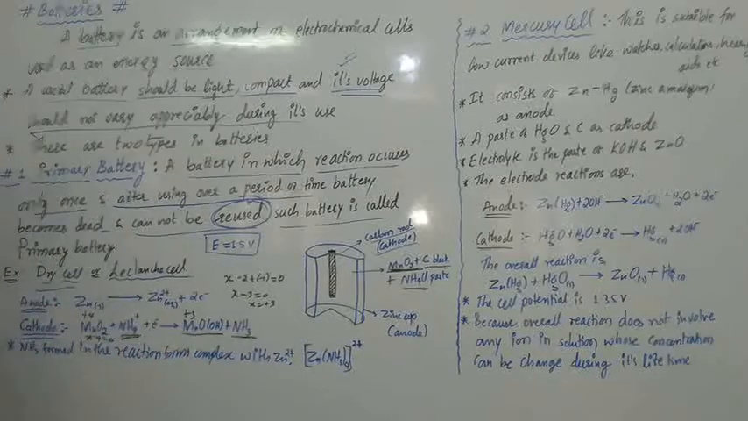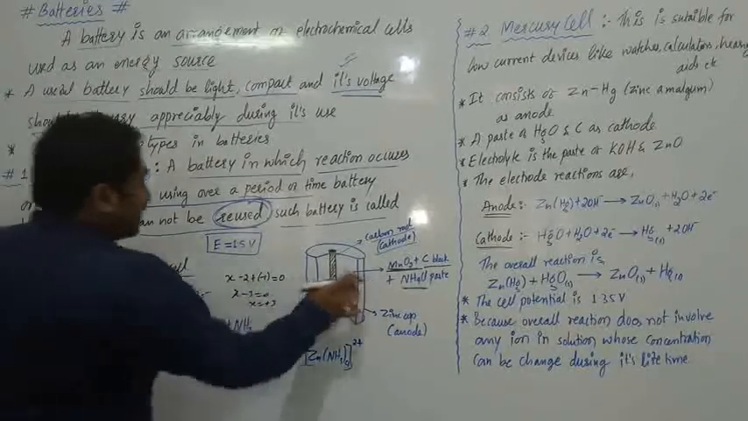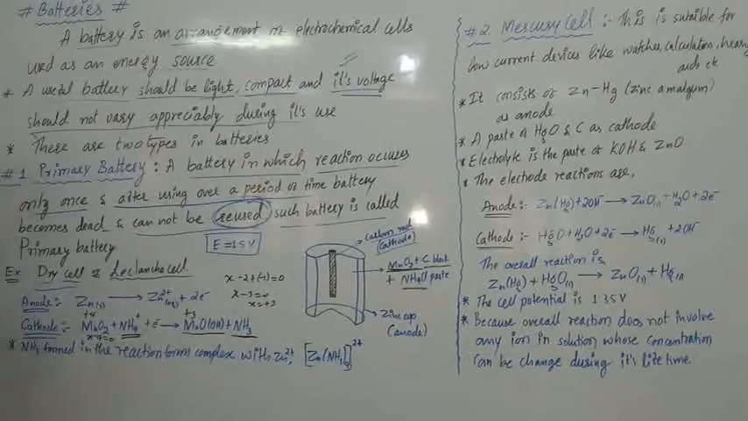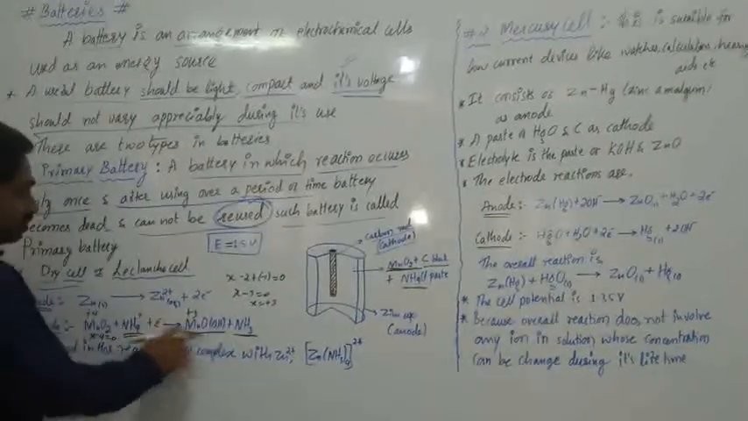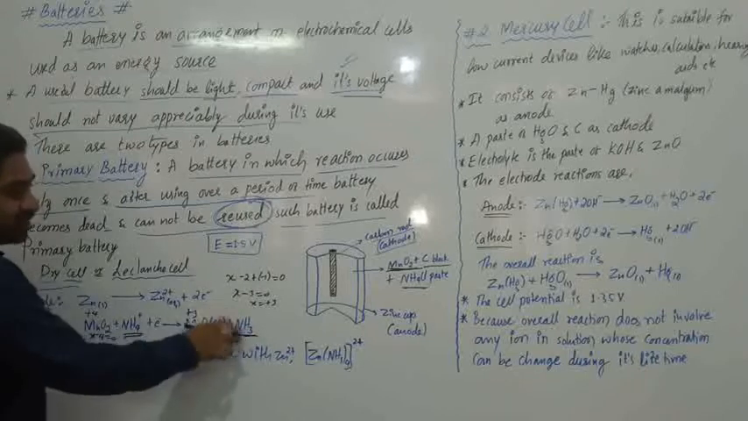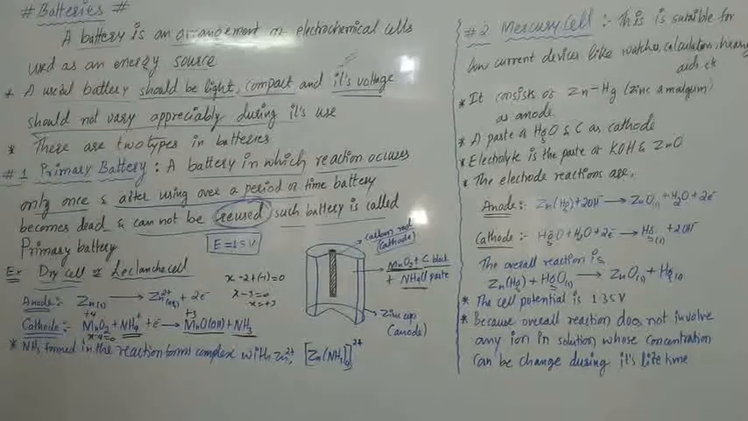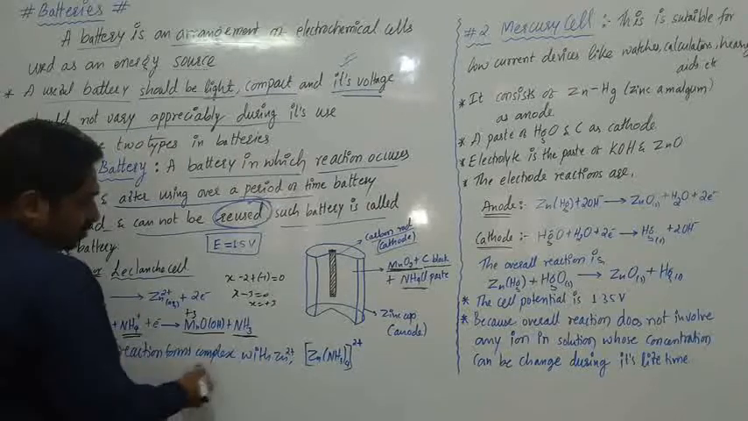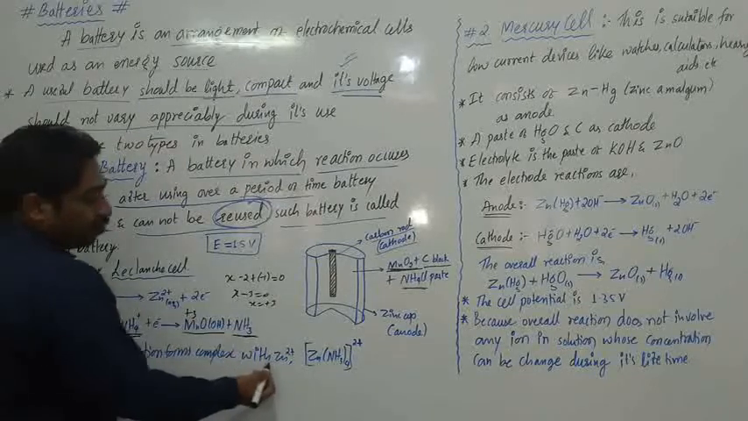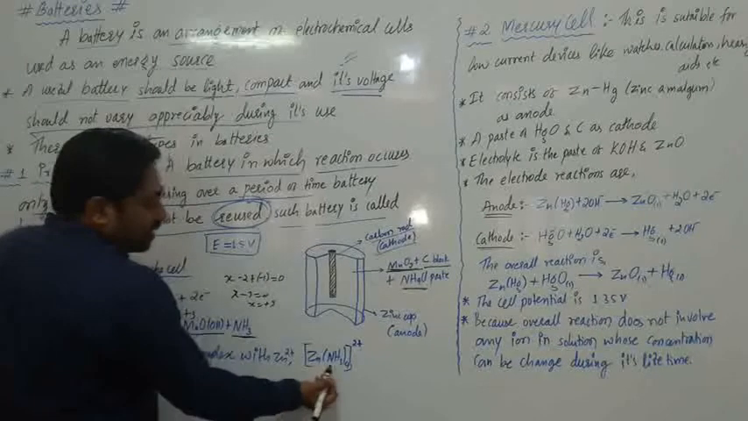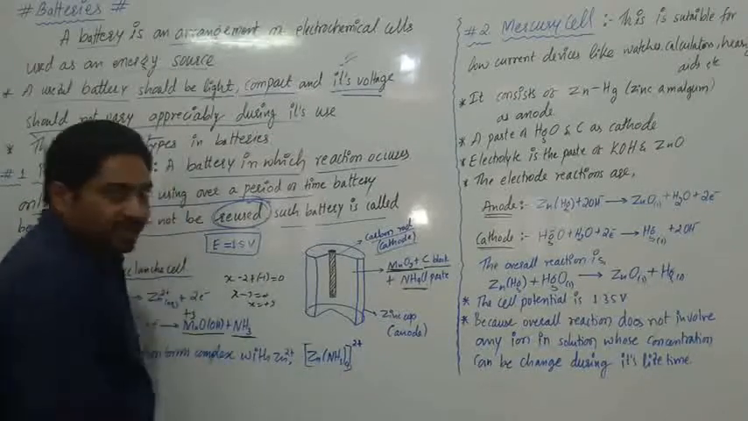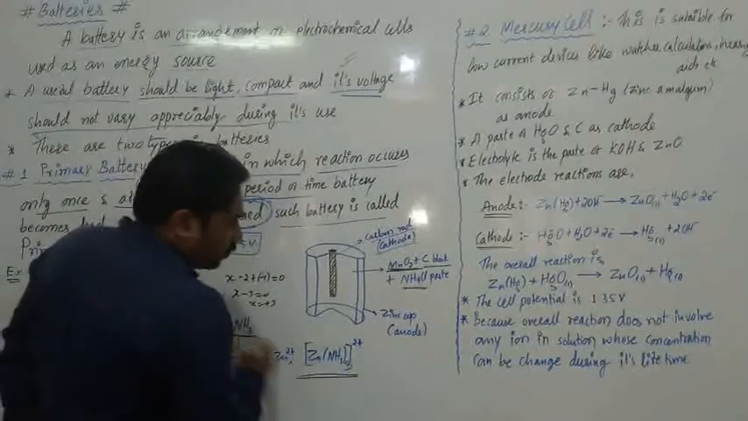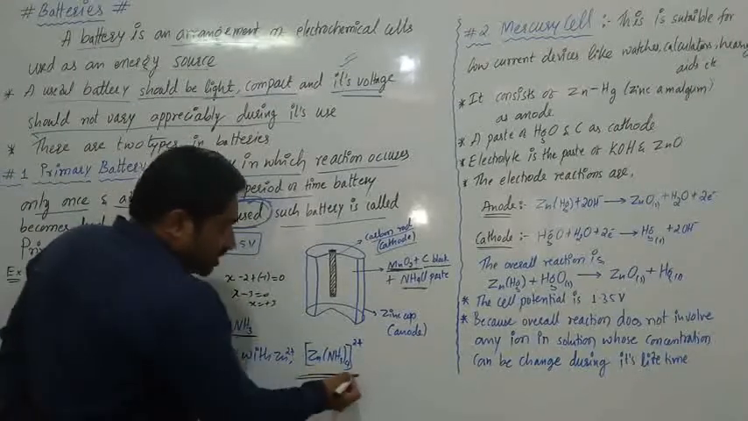From the ammonium ion in the paste, ammonia is produced. This ammonia reacts with zinc and forms a complex compound. The ammonia formed in the reaction reacts with zinc and forms a complex. This tetraamine zinc complex is formed, tetraamine zinc chloride, I think. So this complex is formed as the reaction proceeds.